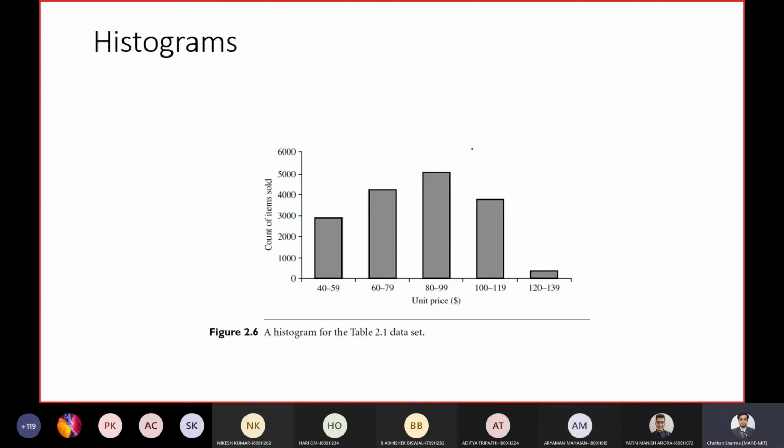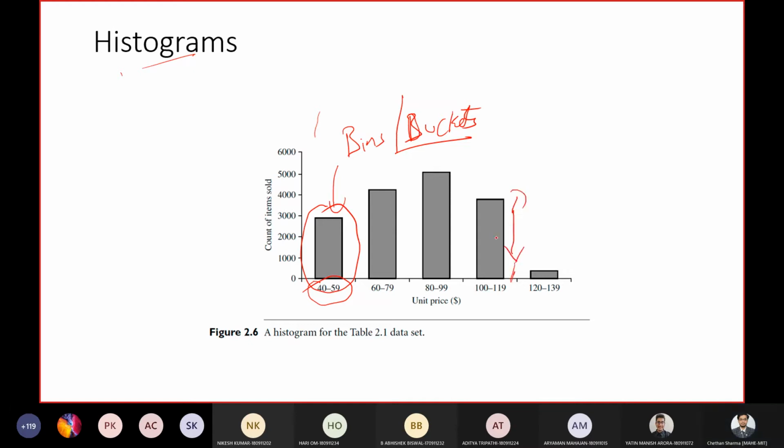The next is a histogram, and I guess everyone is aware of histograms. What is a histogram? It is the easiest, I guess. In most cases, a histogram will be in terms of bins or buckets. Here each of these is called a bin or a bucket, and the height of each bar gives you the frequency.